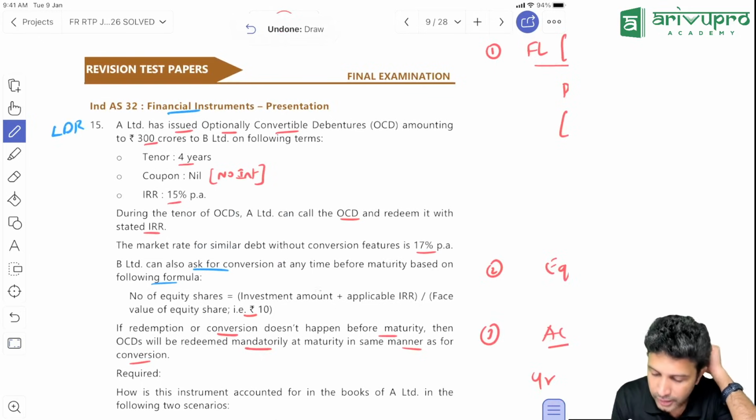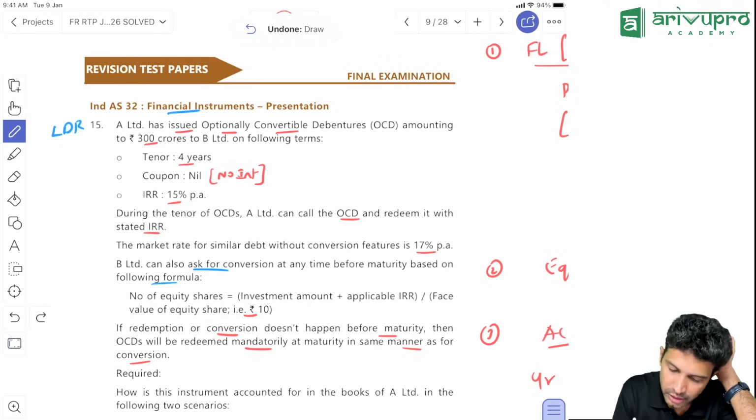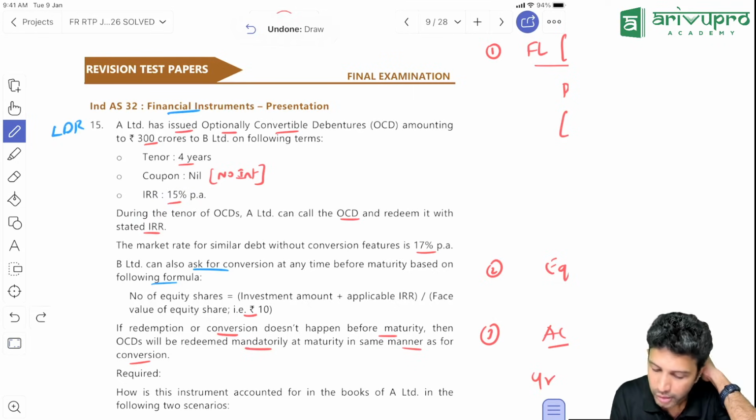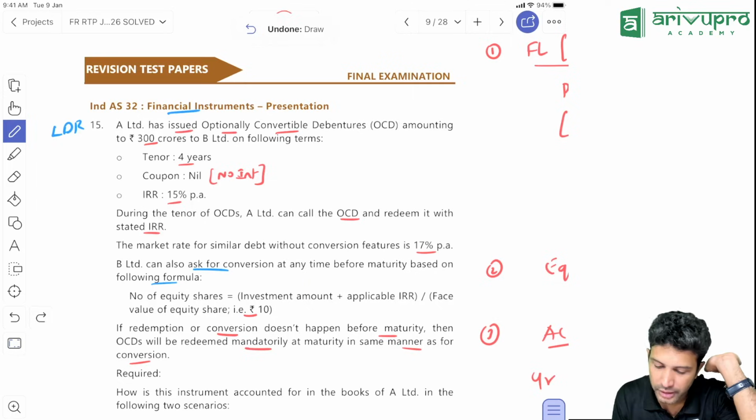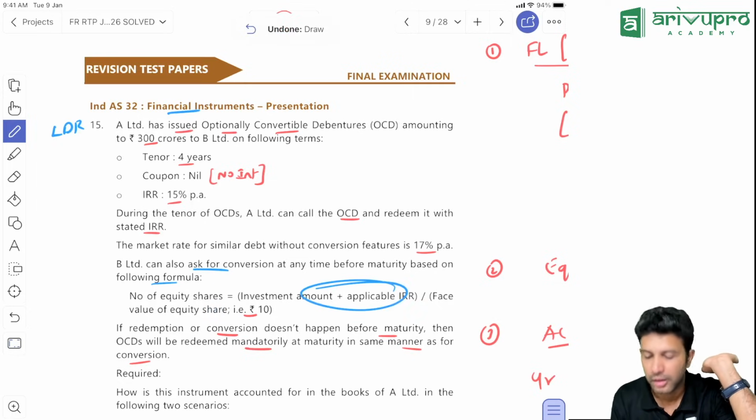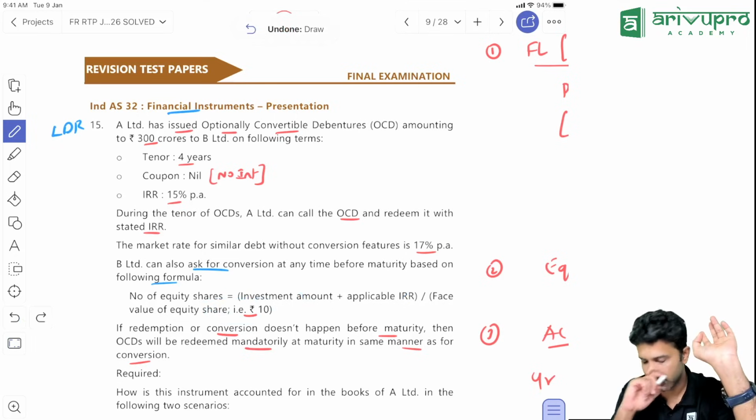What is that formula? Investment amount: the investor has invested 300 crore, plus the applicable IRR, which is 15% per annum. This is the amount payable. Divided by the face value of the share, that is 10. If you divide by 10, you'll get the number of shares. That's the conversion option.